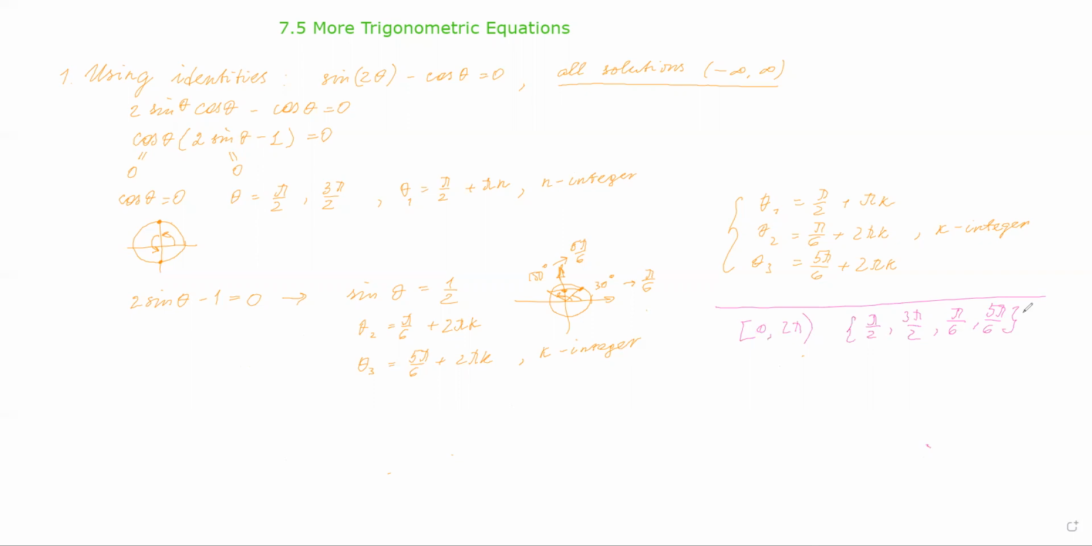That's how we use identities and how we solve and have multiple solutions. Remember, trigonometric equations usually are going to have multiple solutions, either infinitely many like over here, or like 4 if you use a certain interval.